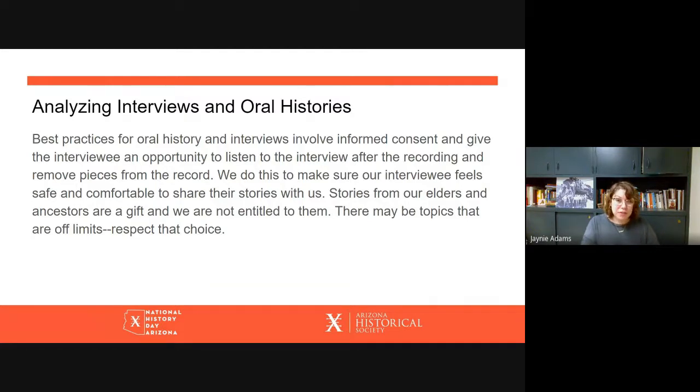You are not entitled to the stories of your elders or your ancestors. They are a gift and they should be given freely. So sometimes there are going to be topics that are off limits. Respect that choice. These are the stories typically of people who are marginalized. And so it's really important that we are very respectful of the things they do want to tell us.